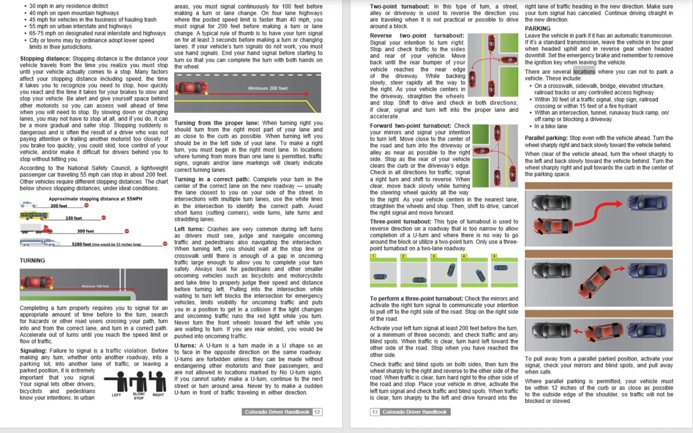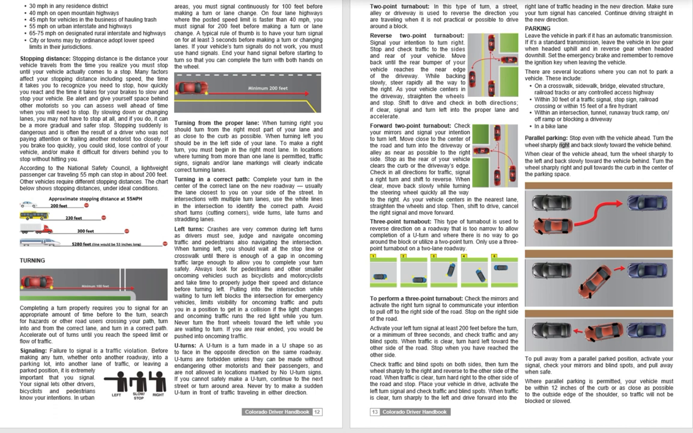There are several locations where you cannot park a vehicle. These include: on a crosswalk, sidewalk, bridge, elevated structure, railroad tracks, or any controlled access highway. Within 30 feet of a traffic signal, stop sign, railroad crossing, or within 15 feet of a fire hydrant. Within an intersection, tunnel, runaway truck ramp, on a slash-off ramp, or blocking a driveway. In a bike lane.